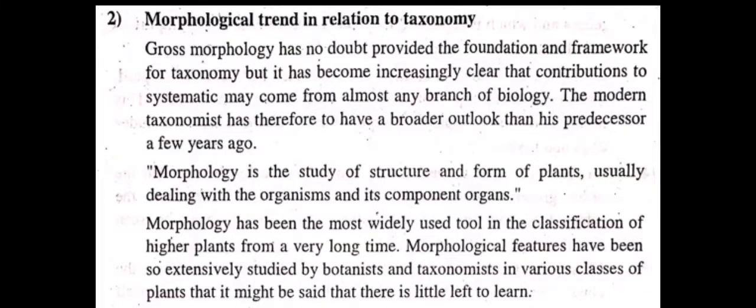Morphological trends in relation to taxonomy. Gross morphology has no doubt provided the foundation and framework for taxonomy, but it has become increasingly clear that contributions to systematics may come from almost any branch of biology. The modern taxonomist therefore has to have a broader outlook than his predecessors a few years ago. Morphology is the study of structure and forms of plants, usually dealing with the organism and its component organs.